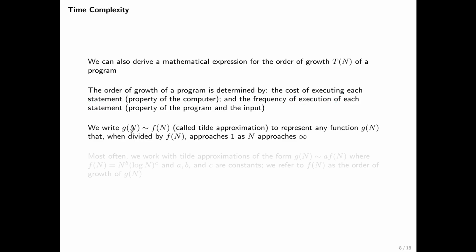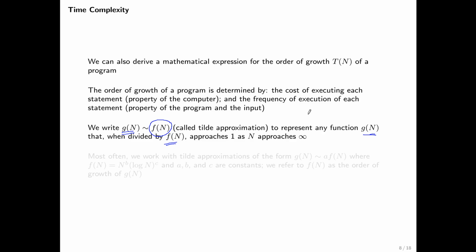So we're going to write f of n as an approximation of a function g of n. This approximation is called the tilde approximation. And we do this to represent any function g of n that, when divided by f of n, approaches 1 as n approaches infinity. So what we are saying is we're going to use f of n as an approximation for g of n.